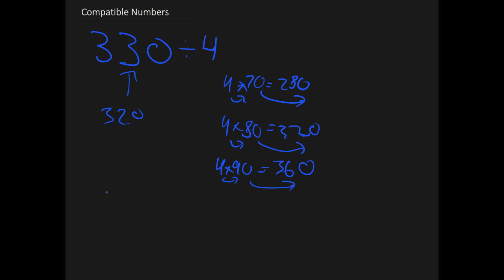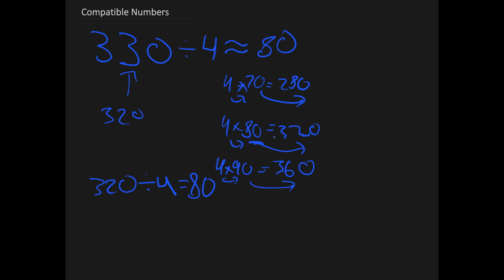Okay, so how we're going to get our estimate is 320 divided by 4. And since we already got 80 here, we know that 320 divided by 4 is 80. So our estimate, okay, this is an "about" symbol, our estimate is going to be 80.